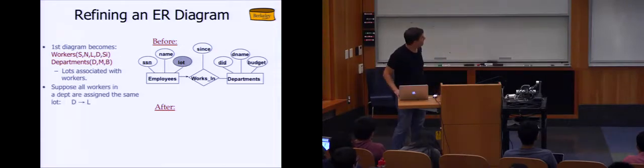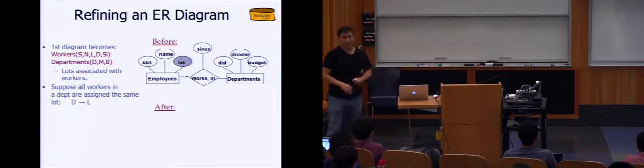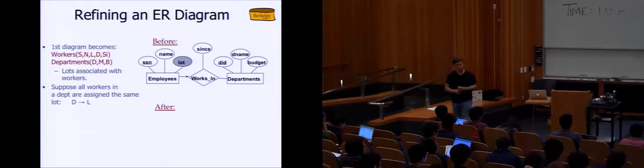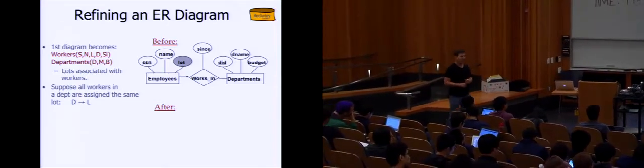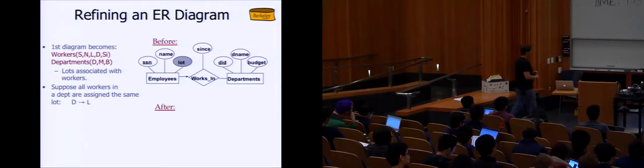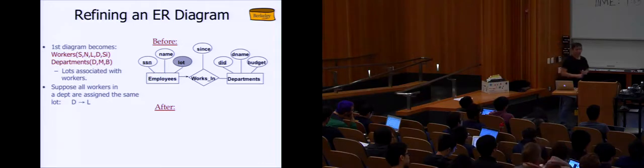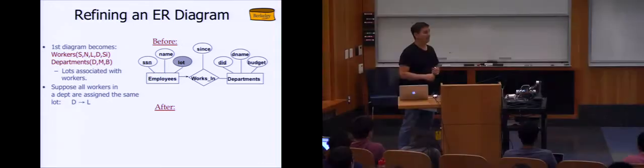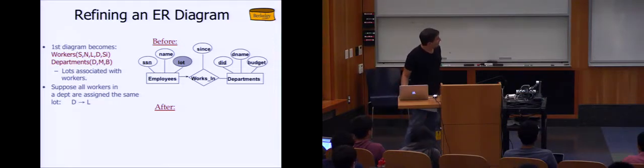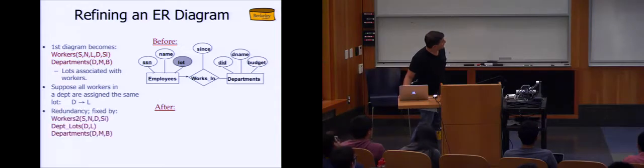Now, suppose we have the functional dependency that all workers in a given department park in the same parking lot. It would be really nice if there was a computer science department parking lot, I got to say, because I'm really tired of hunting for parking and fighting everyone in the university. But we don't have that. All right. But let's suppose we did. D determines L.